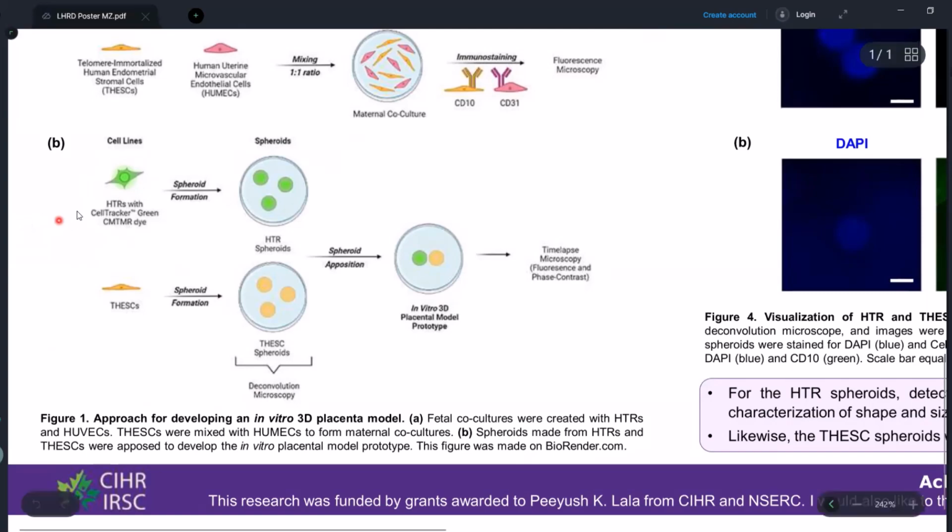HCRs containing CellTracker dye were plated onto an ultra-low attachment plate, which was then centrifuged to form a spheroid by cell aggregation and allowed to grow for another 48 hours. We also created spheroids from THUs with a similar protocol.